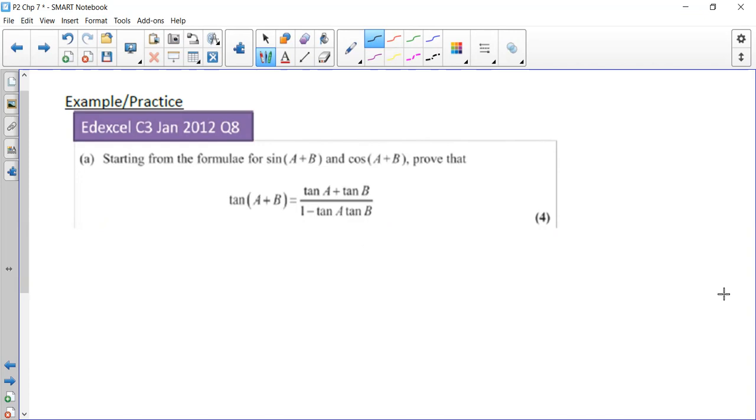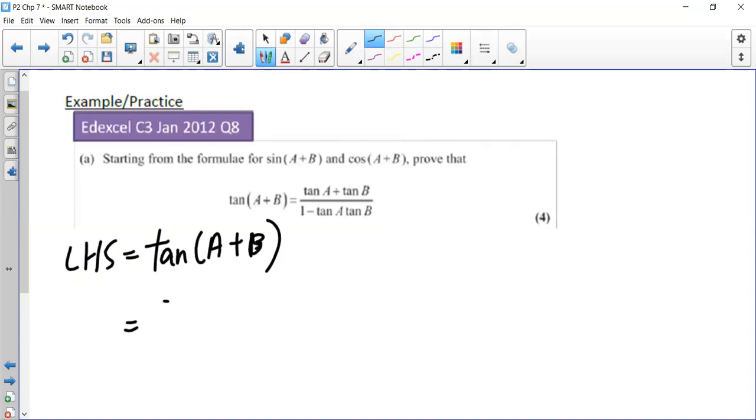We will start on the left-hand side. Why? Aren't there more terms to work with on the right-hand side? The hint lies in the question. It says sin A plus B, cos A plus B. That's the same as the left-hand side, so something related to the left-hand side. Therefore, we're going to start from the left-hand side. So left-hand side equals tan A plus B. As I've said, tan A plus B is the same as sin A plus B over cos A plus B.